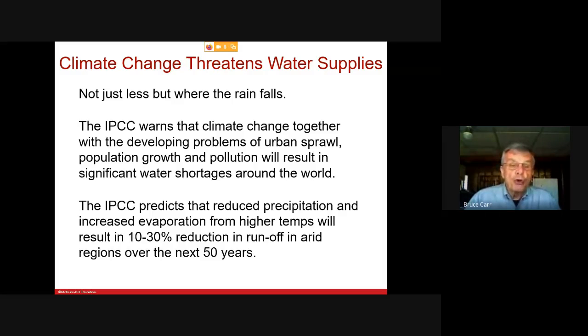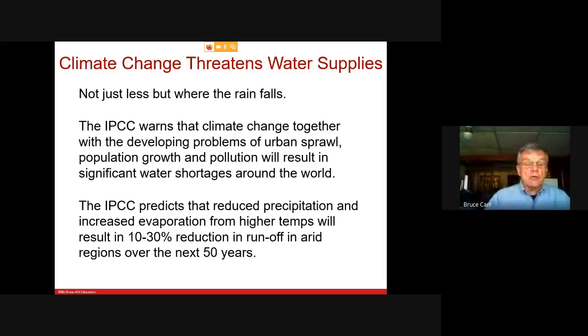Growth zones will move north. So an area that was too cold for a certain crop might develop a different agricultural ideal in terms of making a profit when you're farming. When we combine that with the increase in population growth, we have absolute prediction of water shortages around the world.